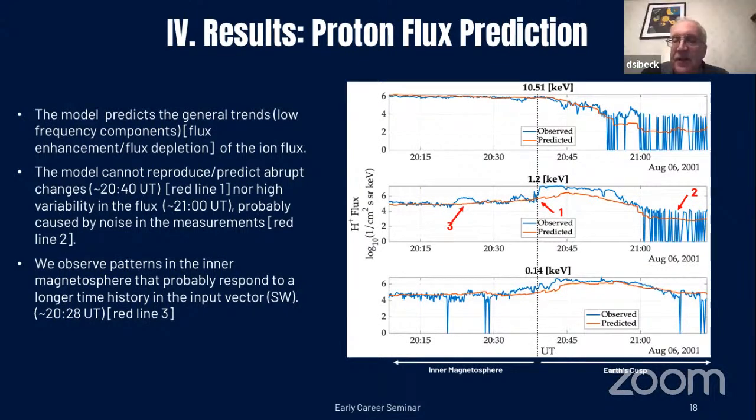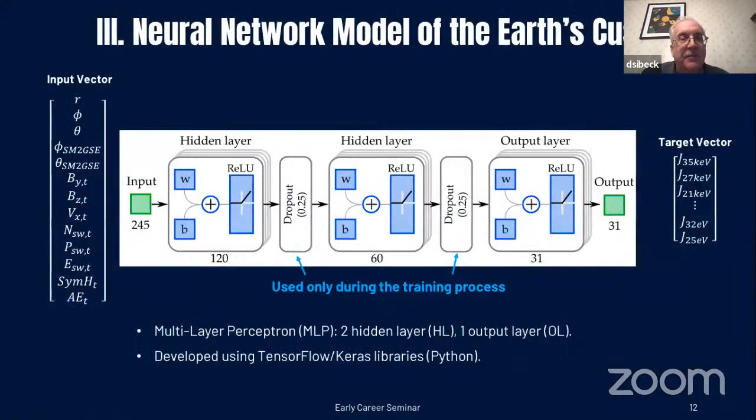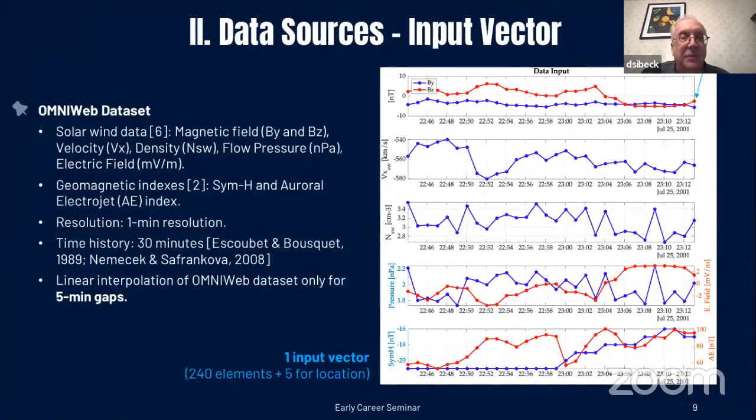Okay, thank you. The second question is from Rong Ploi Fan, and the question is, how did you feed in the geomagnetic indices as input? Are they time shifted to match the OmniWeb data? Or perhaps it's vice versa. Are the OmniWeb data time shifted to match the geomagnetic indices?